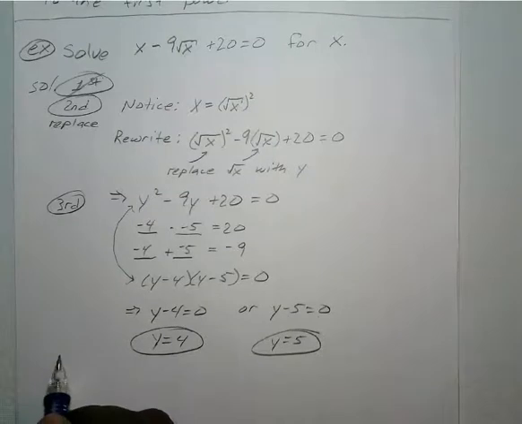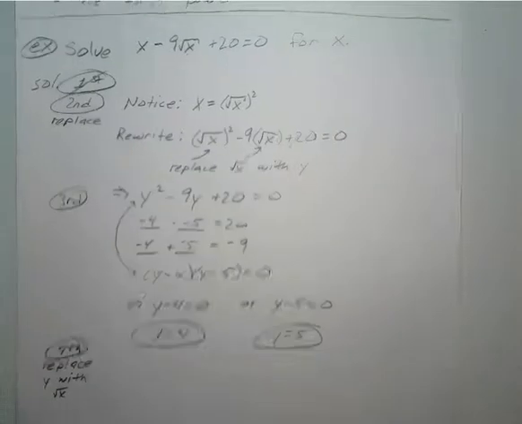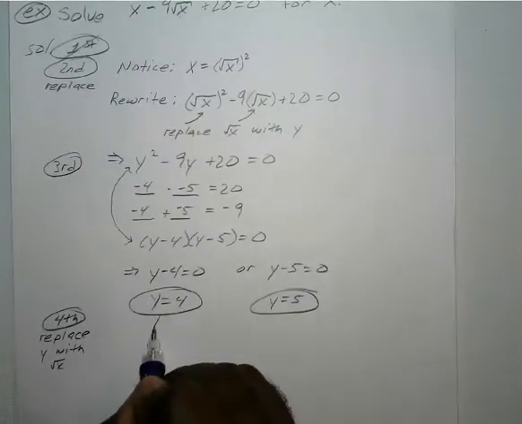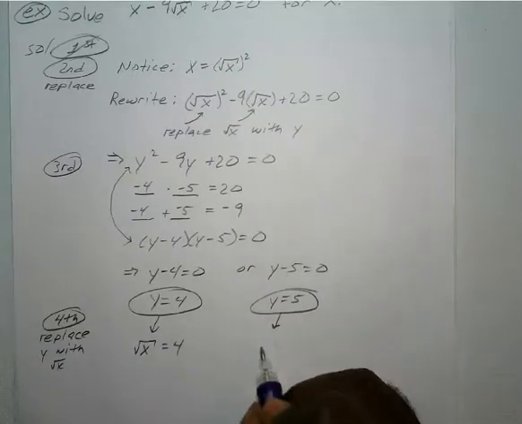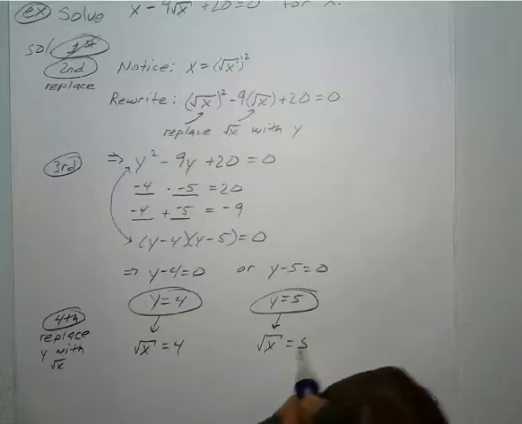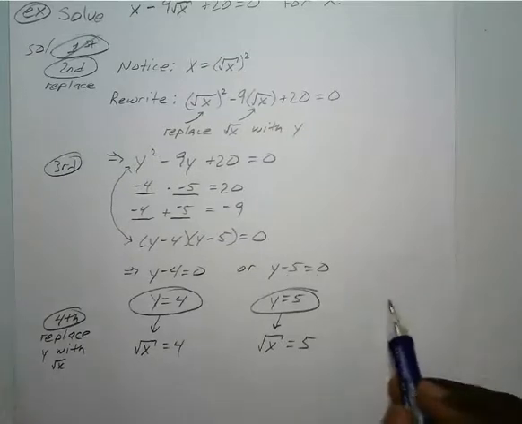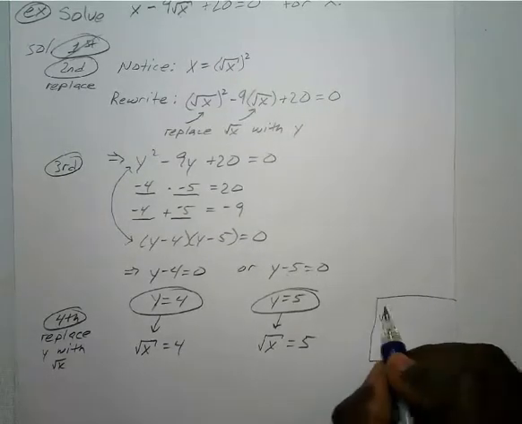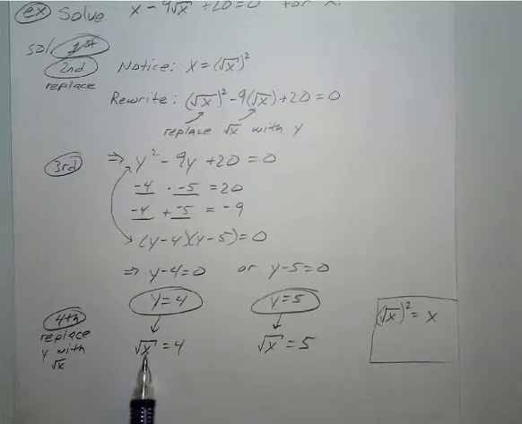Okay, so now we go ahead to our fourth step, where we replace it back. So we replace y with square root of x. Okay, so this will become square root of x equals 4, and this will become square root of x equals 5. Okay, so once again, we know that square root of x squared is equal to x. So we can go ahead and just square both sides, because whenever you do the left side, you have to do it to the right.